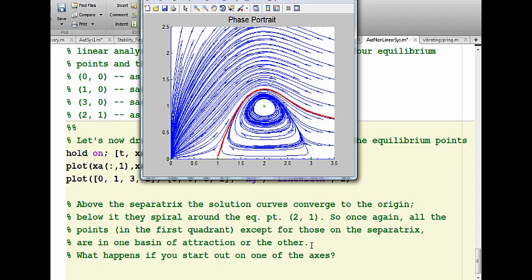Okay, that concludes our discussion of separatrices and basins of attraction for nonlinear systems. There are many more examples to be found in the notes and in other places online if you care to search.